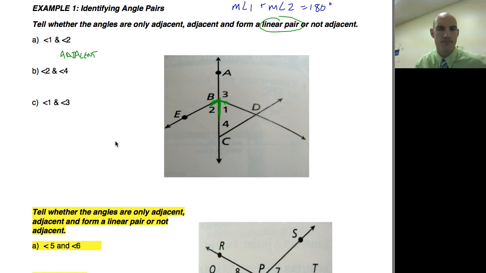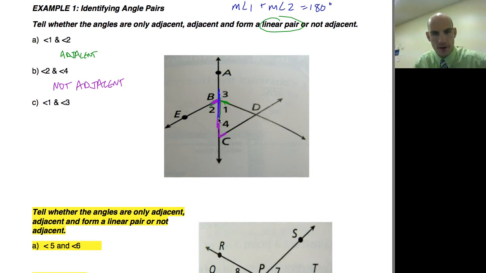What about 2 and 4? Well, here's angle 2, right? And here's angle 4. They don't sit next to one another. They don't really share a common side. I mean, they share this, but it's not really the right configuration. So these are not adjacent. They're not adjacent because they don't sit next to one another at all, and they certainly don't form a linear pair.